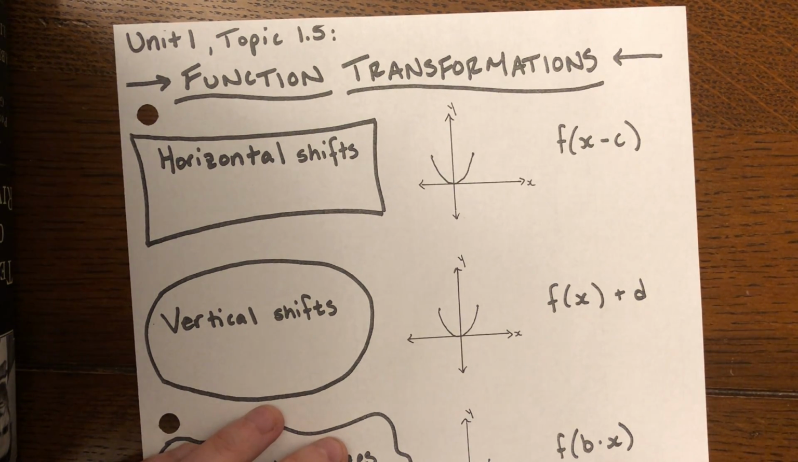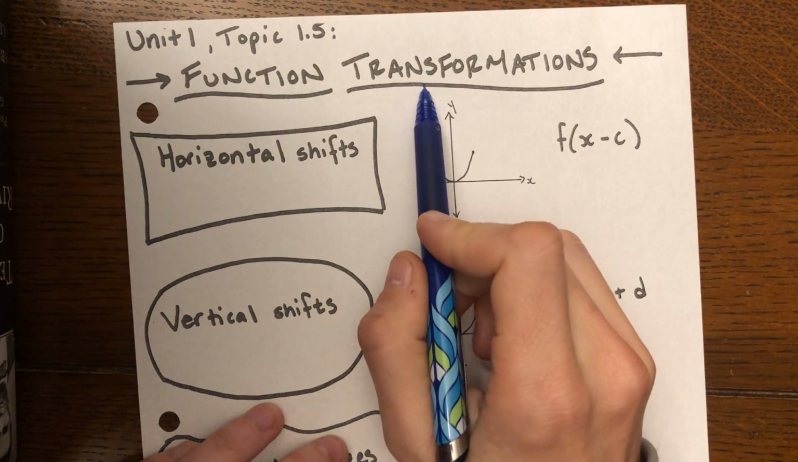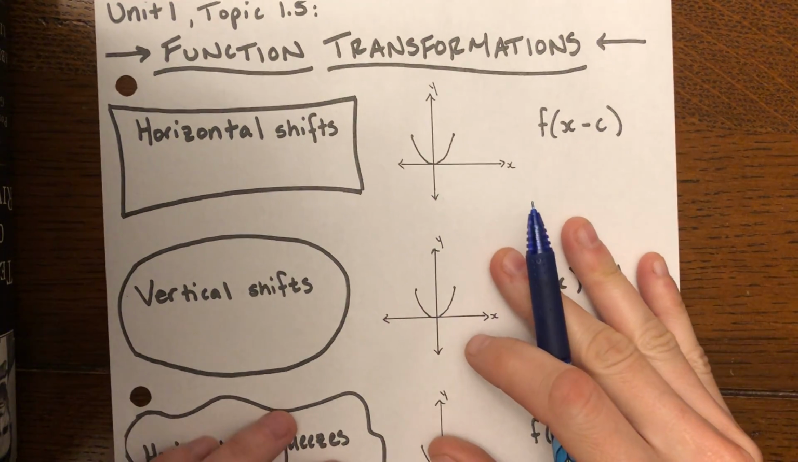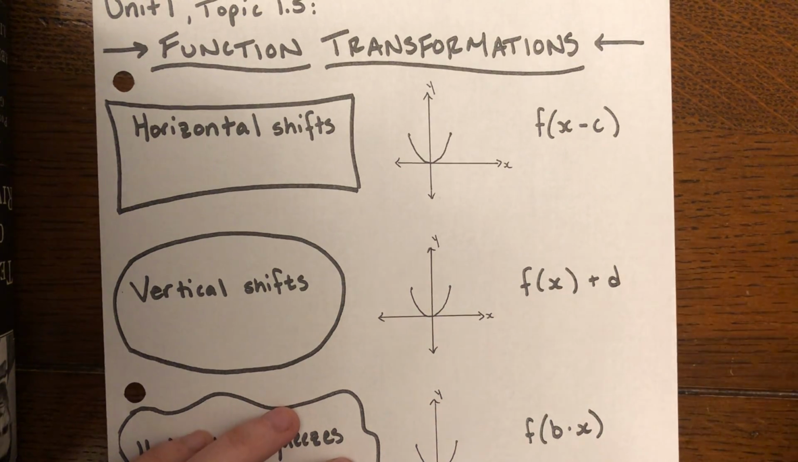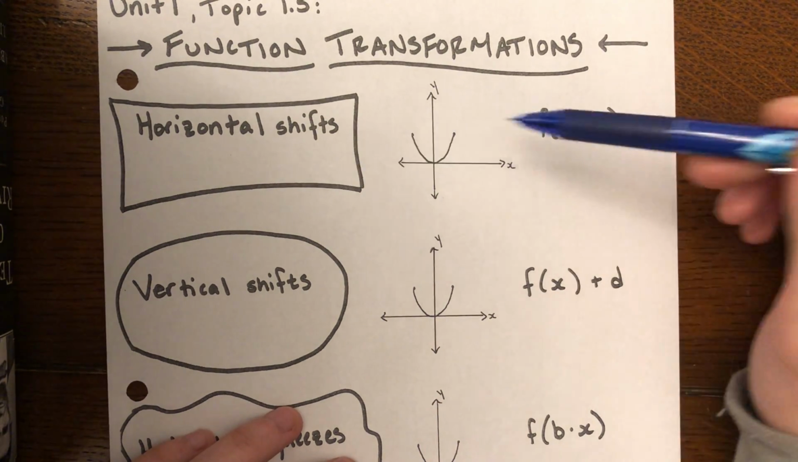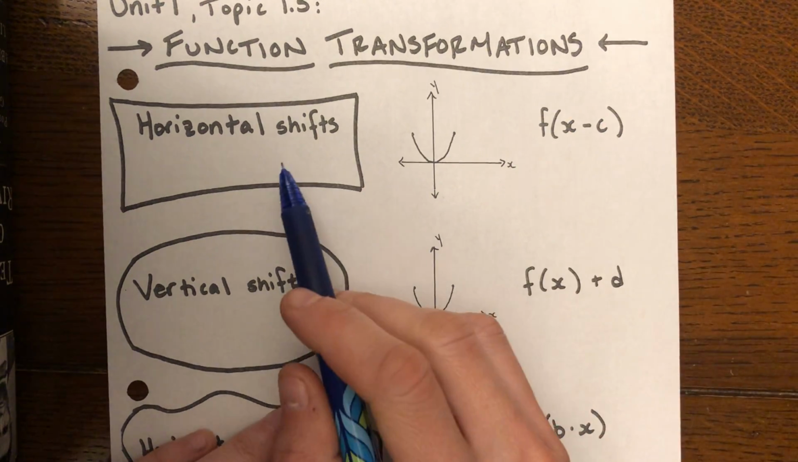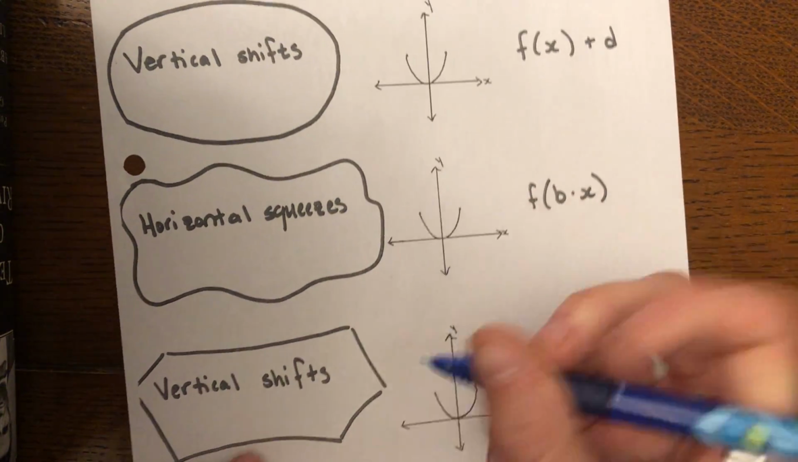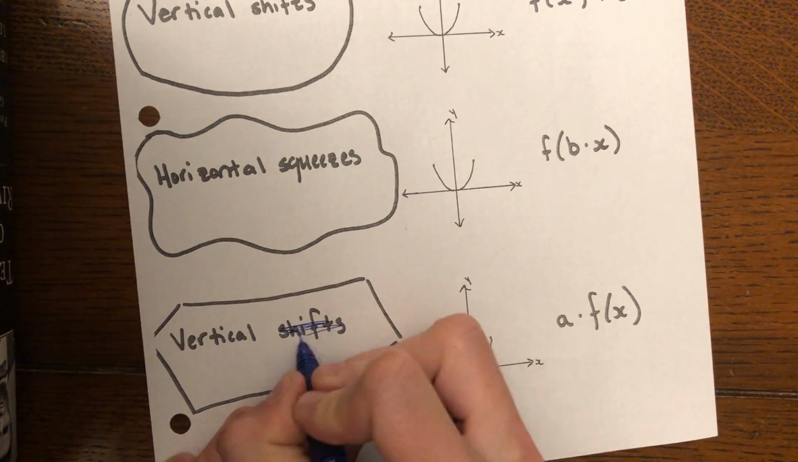We are going to talk about function transformations. This is topic 1.5 from our first unit, and we did a lot of this in class, so I'm going to quickly go through and just give you these formal rules. So we're talking about horizontal shifts, vertical shifts, horizontal squeezes, and vertical stretches.